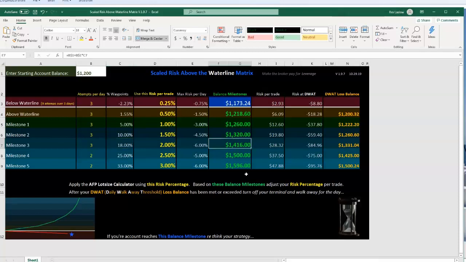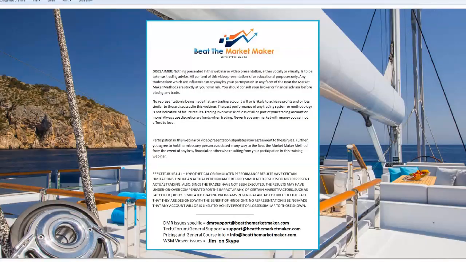So notice that if you're at this milestone, 1416, and you lose 3 trades, it takes you back to 1260, which is this next milestone. You never jump more than 2 spots. Basically, you should essentially only jump 1 spot if you hit a daily walkaway threshold. You'll see once you use it, it makes a lot of sense. All right, so I want to make sure people are aware of that tool.